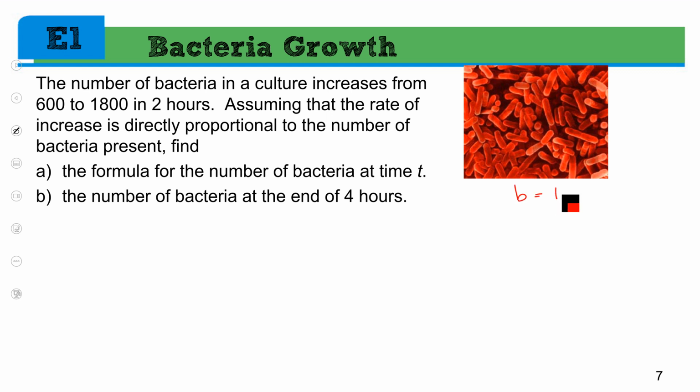I'm going to define B as the number of bacteria present, and T is already defined as time, so I think we're good to go. If I look at this sentence, the rate of increase of bacteria, that would be dB/dt. Because remember, as Giselle said earlier, rates are also derivatives, is proportional to the number of bacteria present.